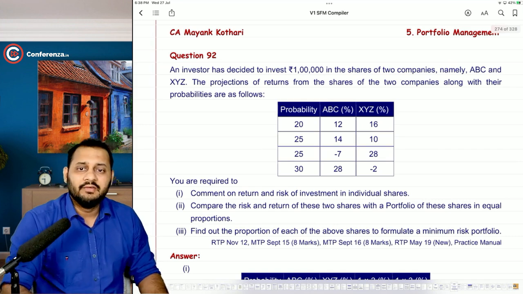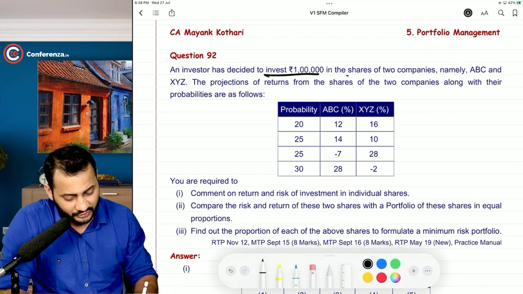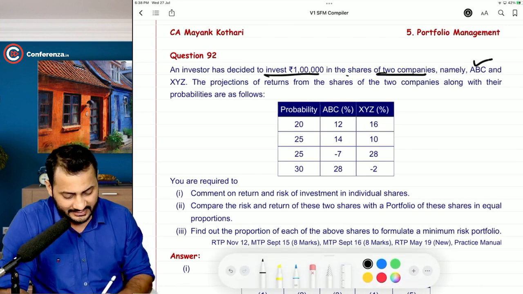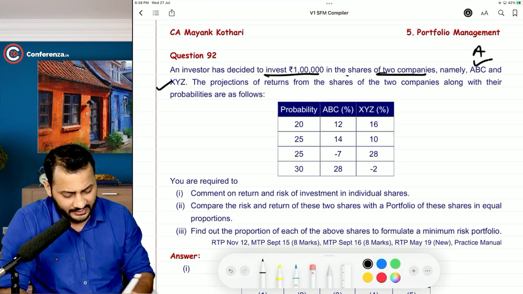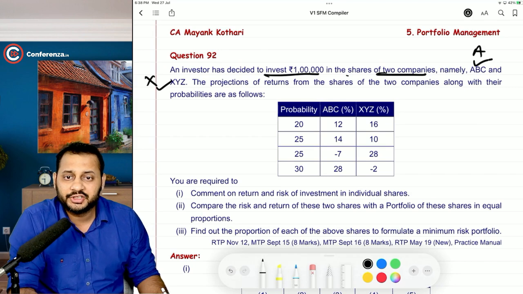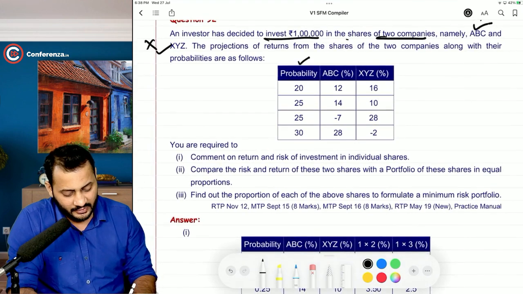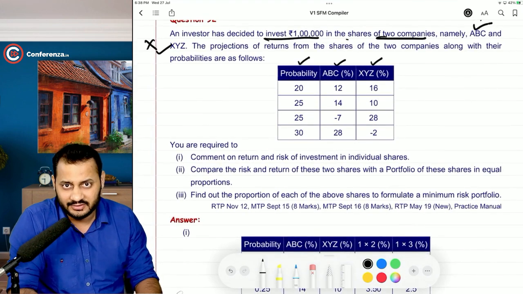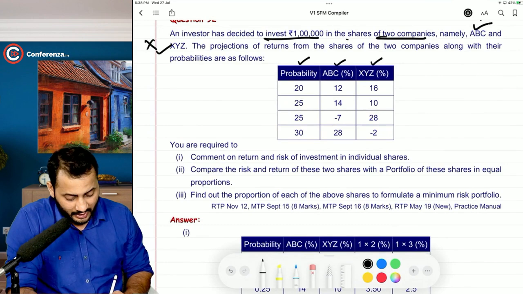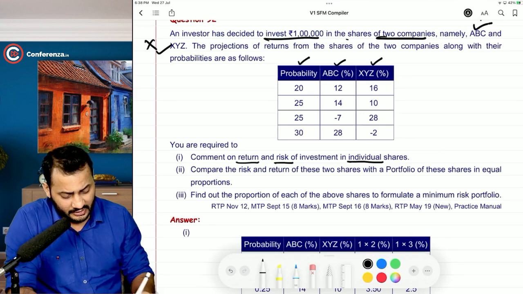Let's see. An investor has decided to invest 1 lakh rupees in shares of 2 companies, namely ABC and XYZ. Let's name them A and X, just to simplify. The projections of returns from the shares of the 2 companies along with their probabilities are given to you. So probability, ABC's return and XYZ's return. You have to find out the return and risk in the individual shares. Can you do that? It's very simple, sir.